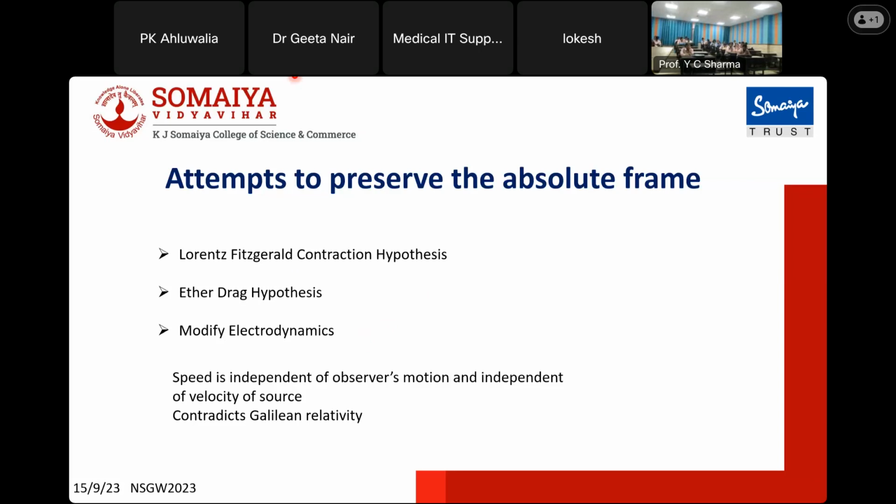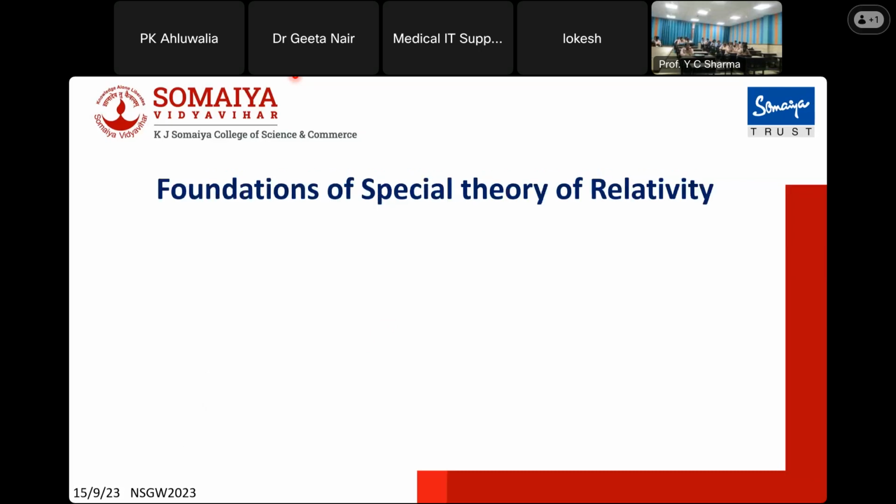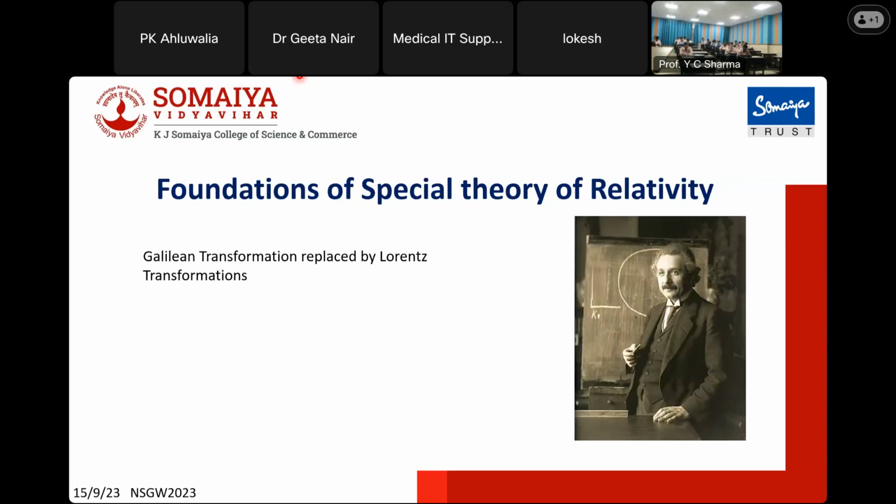So there was a need to change this thinking of Galilean relativity. Something new had to be done. And the first thing was to modify the Galilean transformation. And this leads us to the foundation of the special theory of relativity. The Galilean transformation was replaced by the Lorentz transformation.